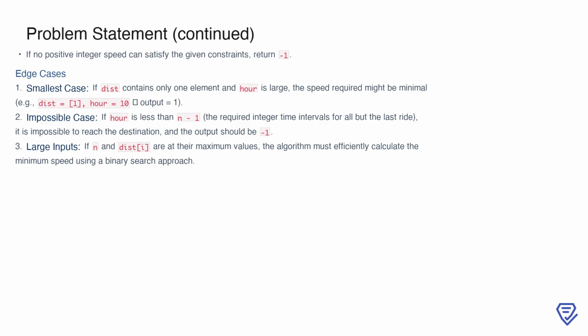Now, let's also consider some edge cases. For example, if the dist array contains only one element and hour is very large, the speed required might be minimal, such as dist equals 1 and hour equals 10, where the answer would simply be 1. On the other hand, if the hour is less than the minimum time required for the integer rounding of all train rides except the last one, the task is clearly impossible, and we return -1. Finally, when working with large inputs, such as when n and the distances are at their maximum values, it's important to use an efficient approach, such as binary search, to find the minimum speed quickly and accurately.